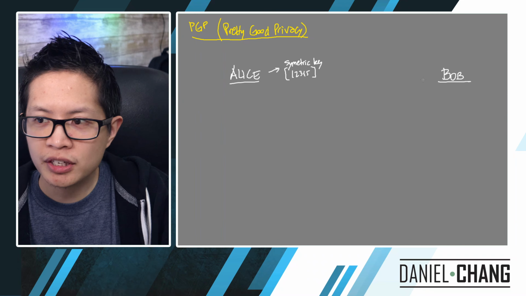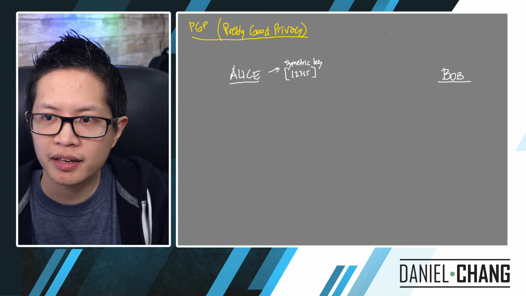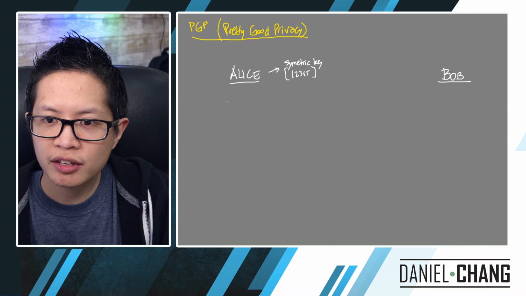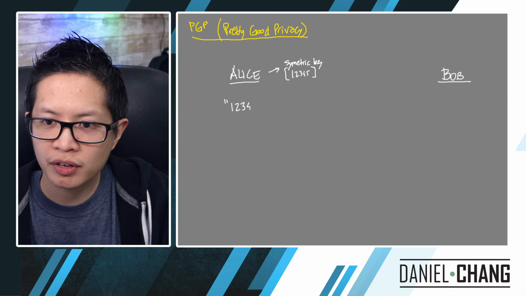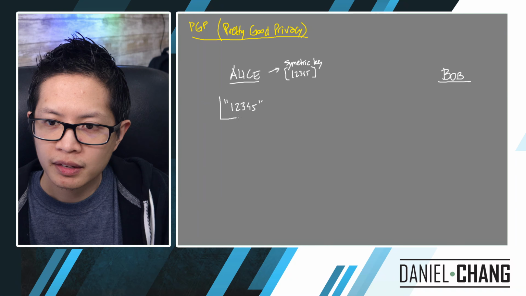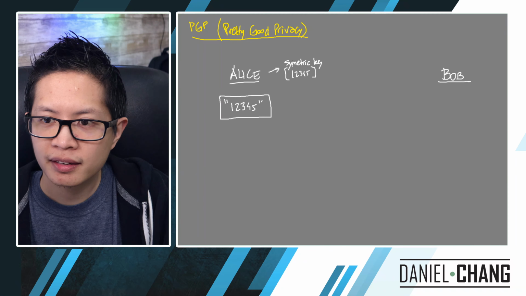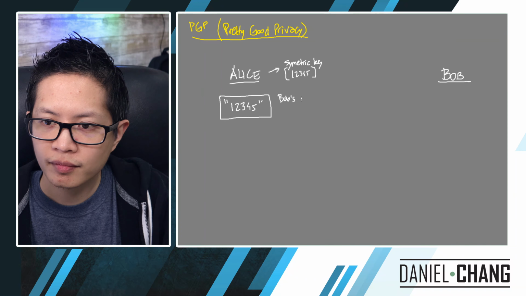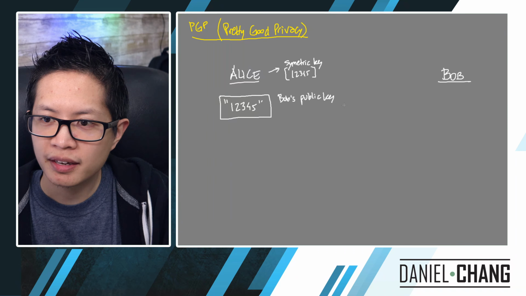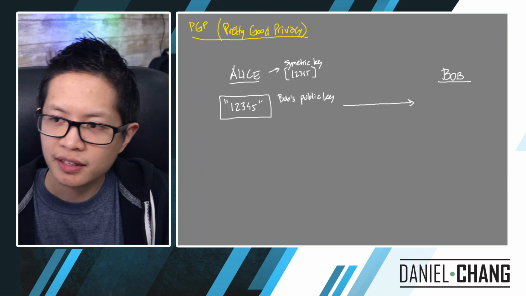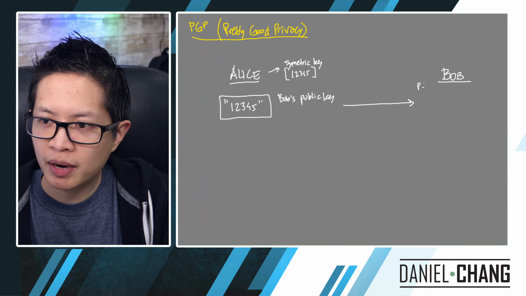Now, she knows that Bob has a public key on the internet. So what she's going to do is use the symmetric key as the message, 1, 2, 3, 4, 5, and encrypt that symmetric key using Bob's public key. So you probably know where I'm going with this. Now Bob uses his private key to decrypt it, and he can see 1, 2, 3, 4, 5.